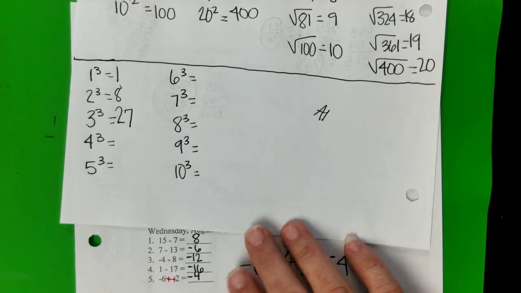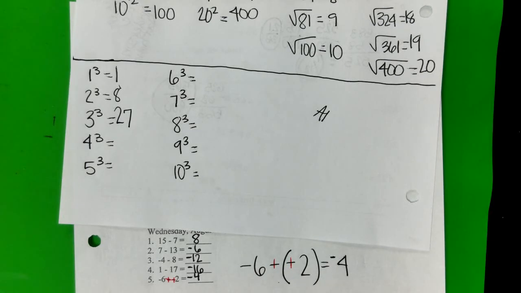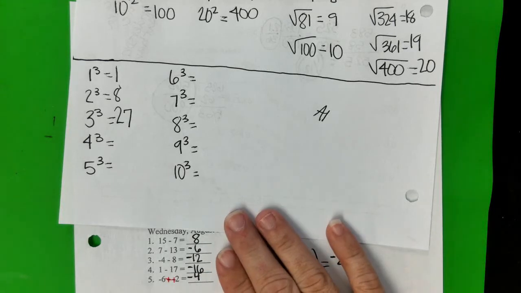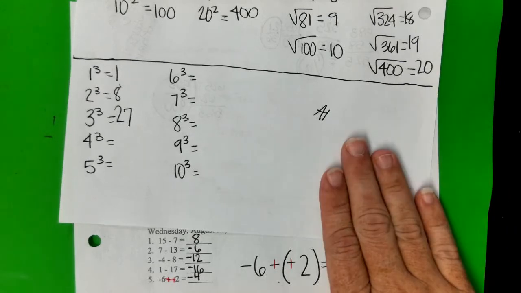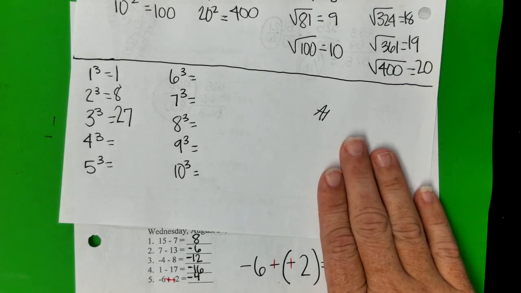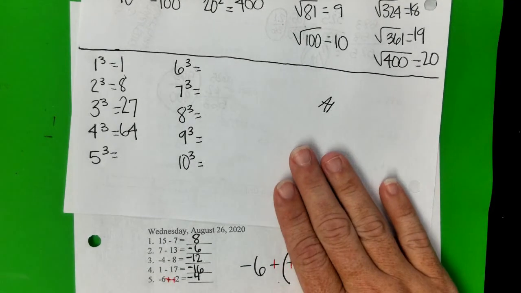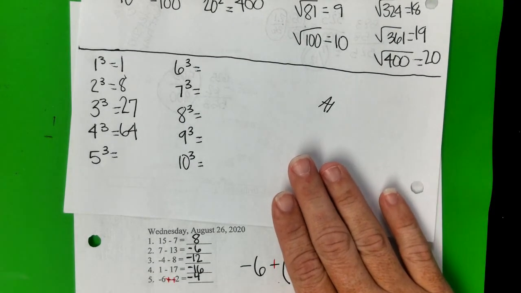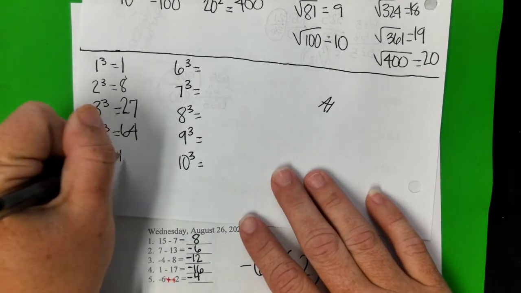27. We want to say 9 because we think 3 times 3, but what it really is, is 3 times 3 times 3. You're multiplying the numbers together 3 times. Right, it would be 9 times 3. So 4 to the third would be 4 times 4, which is 16, times 4, which is 64. 5 times 5, 25 times 5, 125.